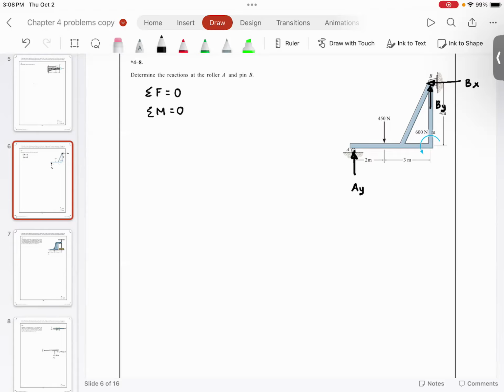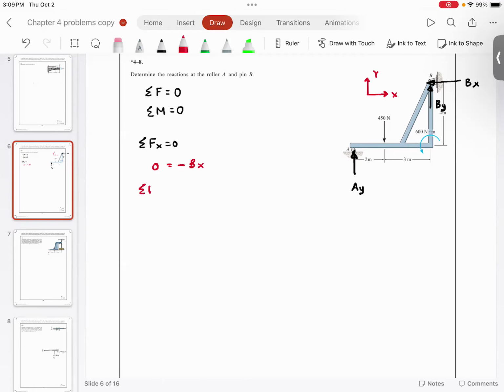So equation 1, summation of forces in x direction is equal to 0. Can you see the only force in x direction is what? BX. So this is going to be minus BX. Why is it minus BX? Because you have x and you have y. So BX is going in the negative x direction.